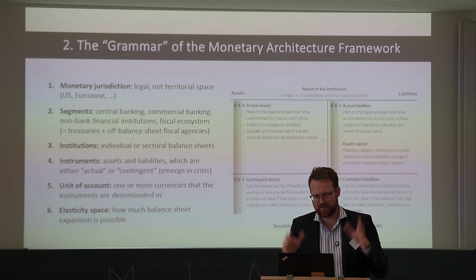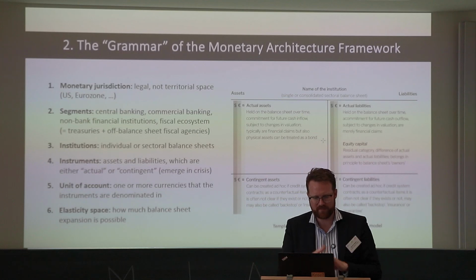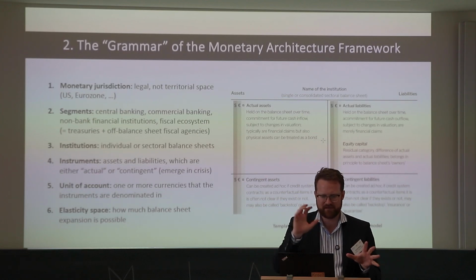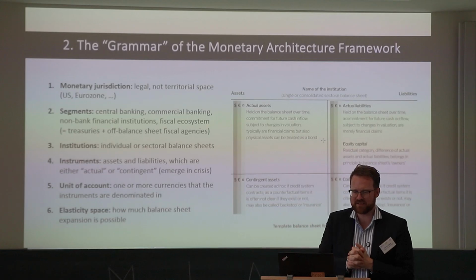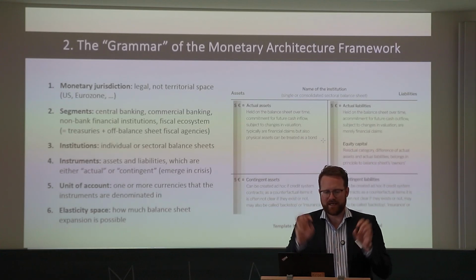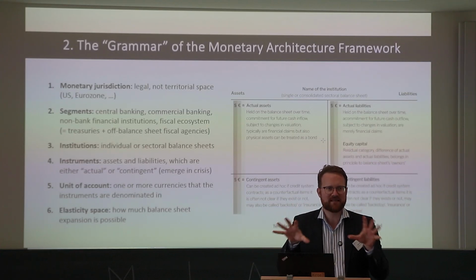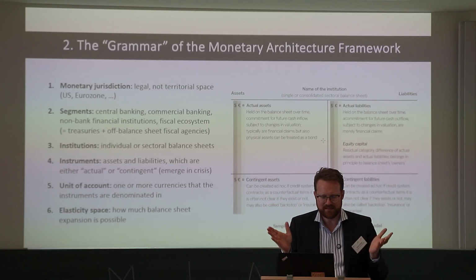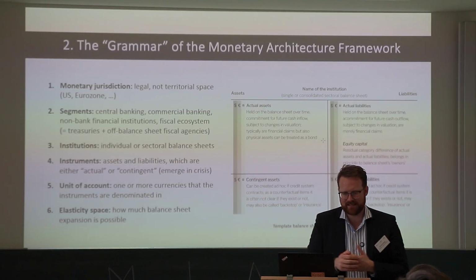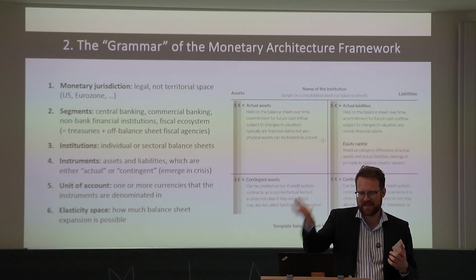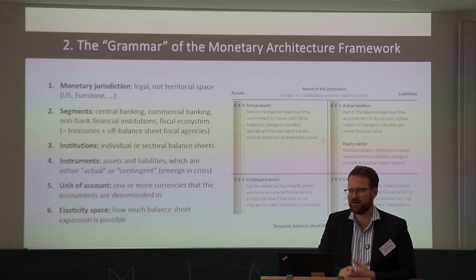Then we come up with segments: central banking, commercial banking, non-bank financial institutions, and the fiscal ecosystem. In the fiscal ecosystem, you have treasuries and off-balance sheet fiscal agencies. And then we place balance sheets into it, and I called them institutions. And this is already where the shit hits the fan, because it's easy to say the Fed is a single institution, but then there are a lot of banks.